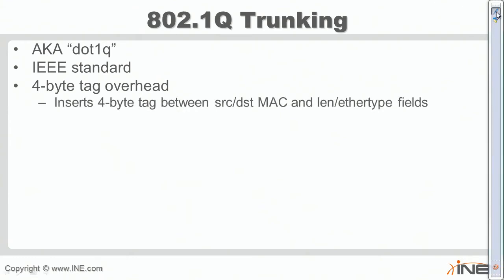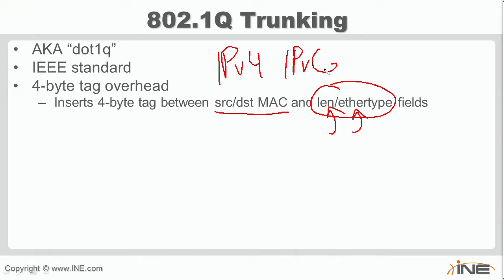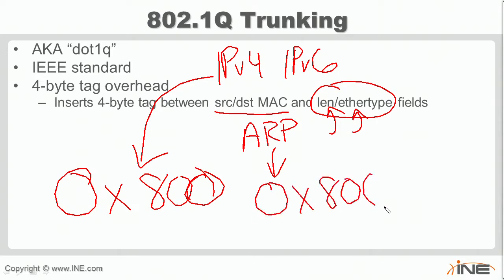Specifically, this is added between the source and destination MAC address and what's known as the length and type, or type length, fields. These values inside of the Ethernet frame tell the switch what the next upper layer protocol is. Is it IPv4 or is it IPv6? Specifically, the encoding for IPv4 uses an EtherType value of 0x800, whereas other protocols like the Address Resolution Protocol for IP use a value of 0x806.